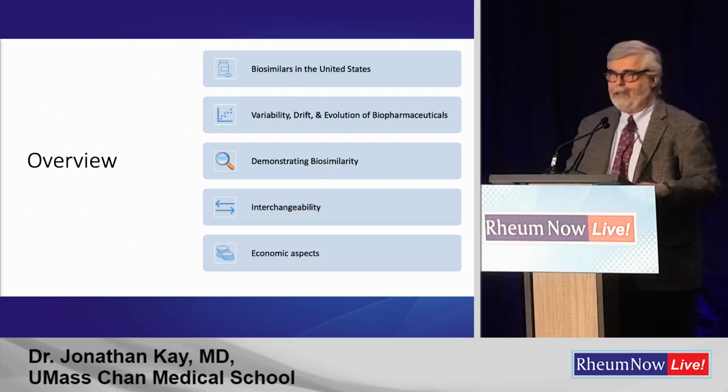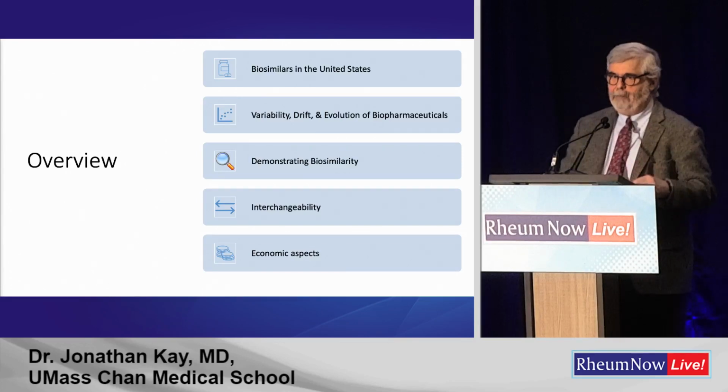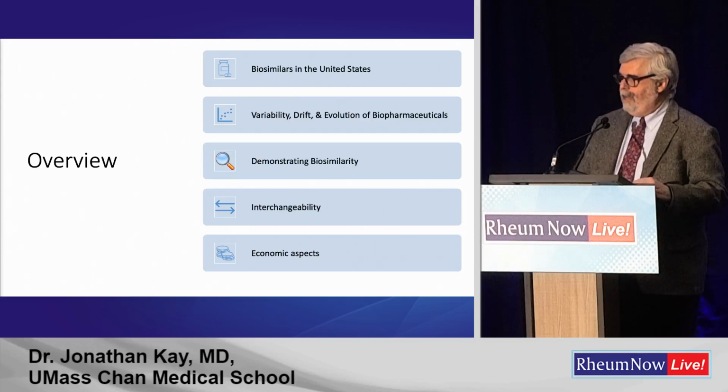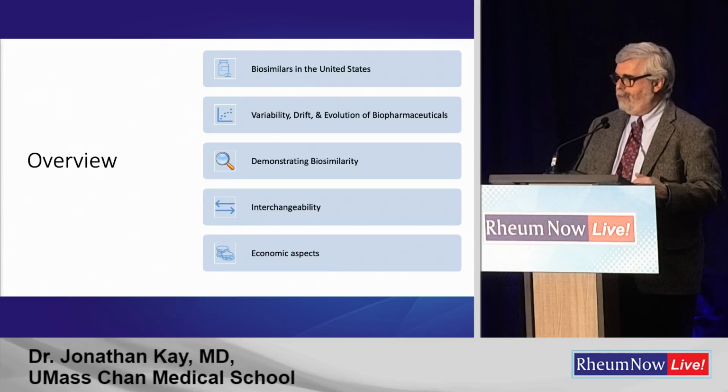So I'm going to start off by talking about biosimilars in the United States, and then talk about variability, drift, and evolution of biopharmaceuticals. Following that, I'll talk about how biosimilarity is demonstrated, and then talk about interchangeability, and finally, the key benefit of biosimilars, which are the economic aspects.